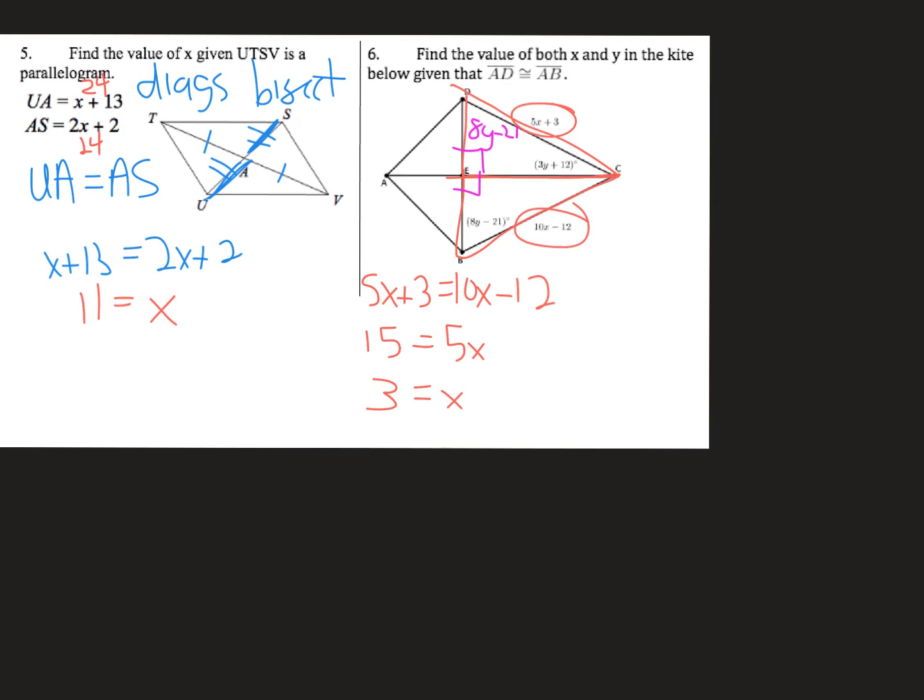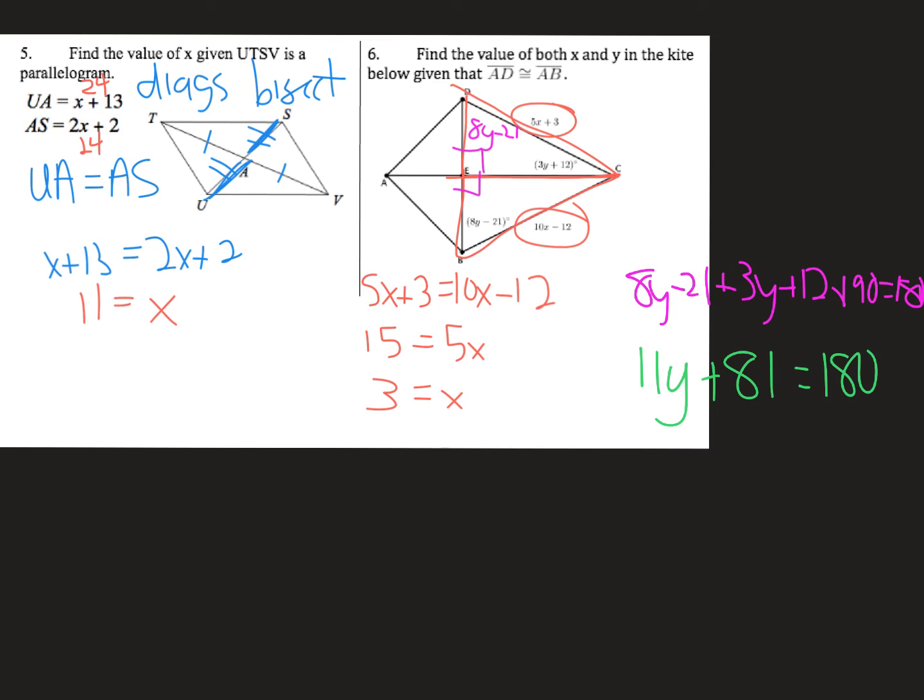I'm going to need a little more room, so I'm going to shrink that. So I can write 8y minus 21 plus 3y plus 12 plus 90 equals 180. Why does it equal 180? Because the angles of a triangle add up to 180. So 8y and 3y is 11y. 90 and 12 is 102, minus 20 is 82, minus 1 more is 81, so plus 81 equals 180. Subtract 81 from both sides, I'll get 11y equals 99, which means y is 9.